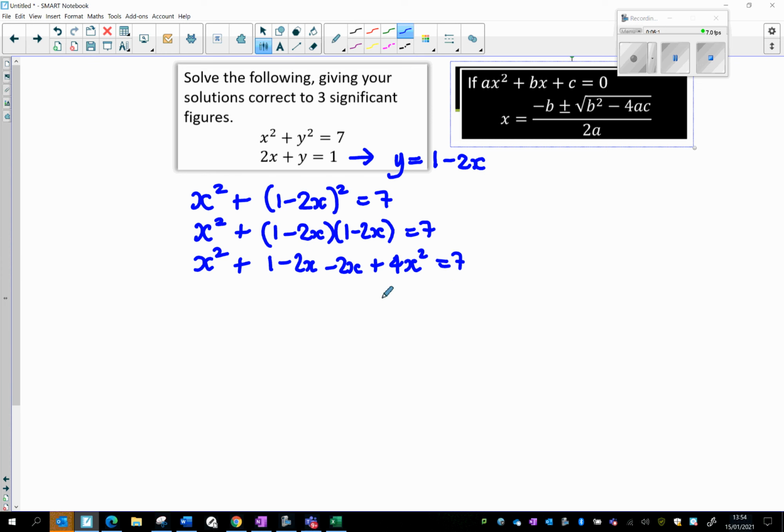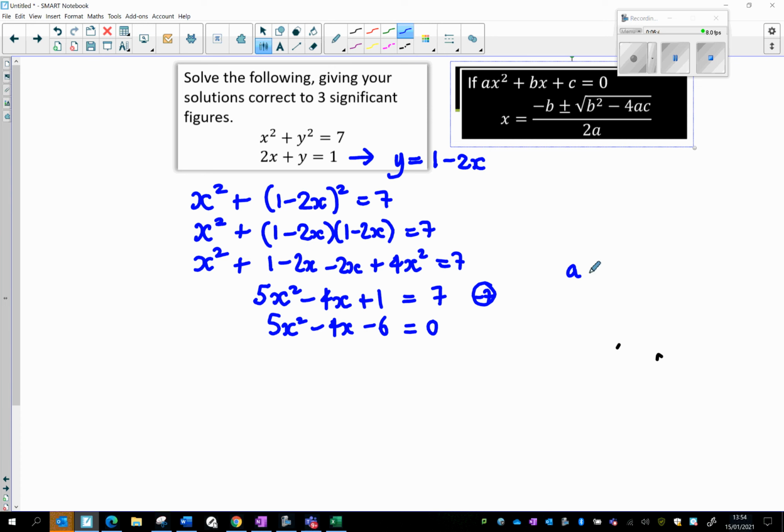So simplifying the left-hand side, I've got 4x squared and x squared, well, that gives me 5x squared minus 4x plus 1 is equal to 7. Subtracting 7 from both sides, I've got 5x squared minus 4x, and then 1 take away 7 is minus 6, is equal to 0. No point trying to factorize it. The question says 3 significant figures. I know I'm going to have to use the formula.